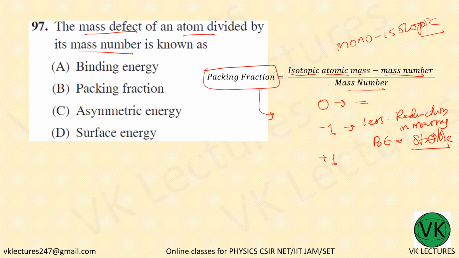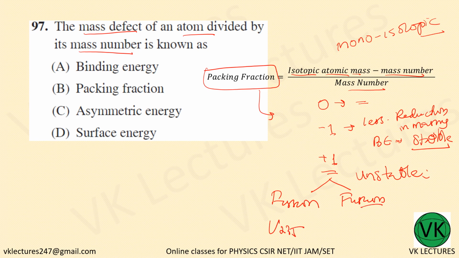Okay. Now +1 indicates they undergo fission and fusion. They are unstable. For fission we have uranium-235. For fusion we have H11.